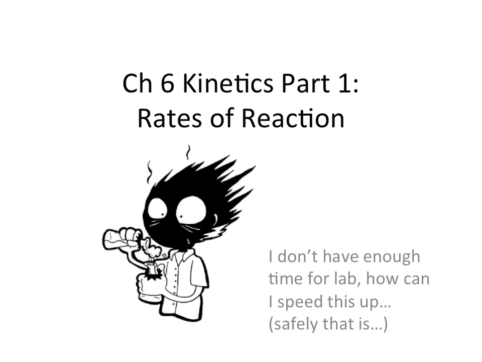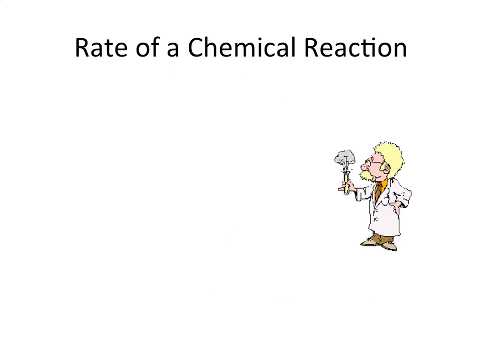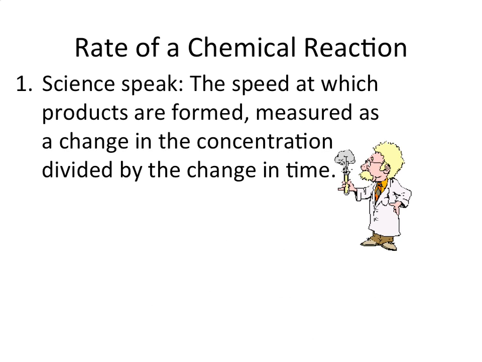And we've got a nice little guy here that blew himself up because he was thinking, I don't have enough time for this lab. How can I speed it up? Well, he didn't do it very safely, so we want to avoid doing that. So the rate of a chemical reaction, in science speak, says that the speed at which a product is formed is measured as a change in the concentration divided by the change in time.